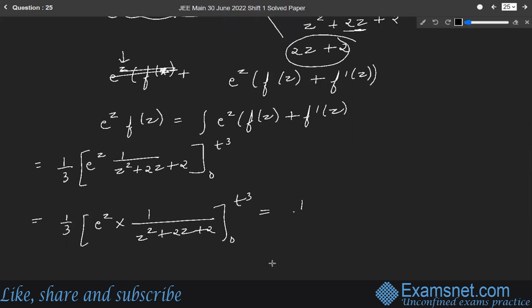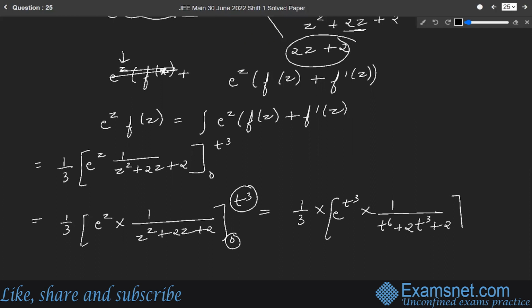Okay, now let us put the limits. 1 by 3 into e power z. What is the limit? T cube. So e power t cube into 1 upon z square. Z square means t cube square. So what is t cube square? It is t power 6, plus 2 into z, 2 into t cube, plus 2. When we substitute 0, the whole term will be 0, right? So this will be the expression.